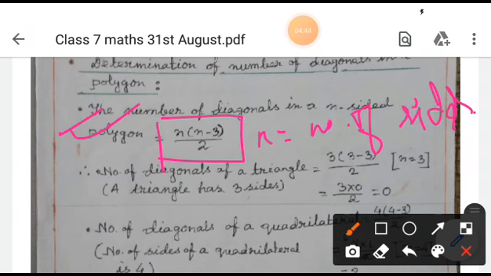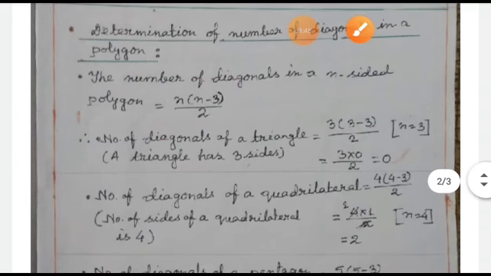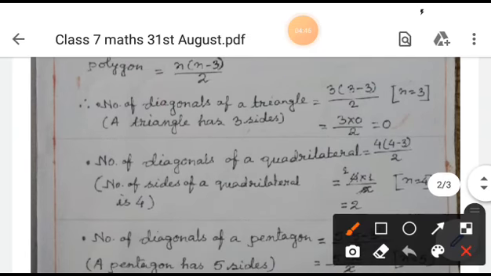Here we will calculate the number of diagonals of a triangle. A triangle has how many sides? Any kind of triangle will always have 3 sides only. So, we are going to take n equals 3. Putting n equals 3, 3 into 3 minus 3 by 2, we get 3 into 0 by 2, which is 0 only.